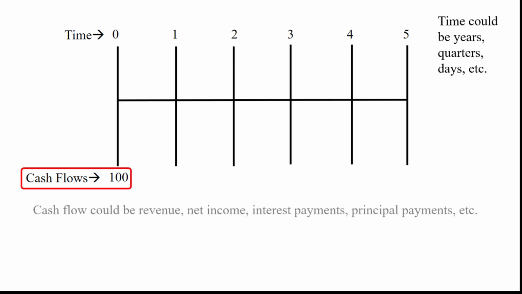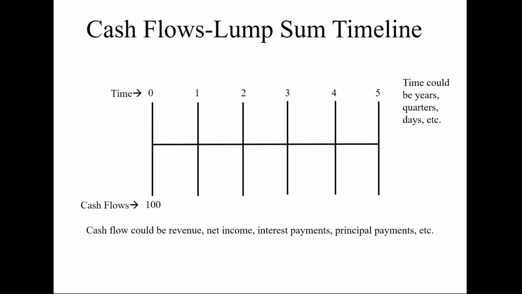In this case, we would say that we have a cash flow of $100 today. And that cash flow could be revenue or sales, our top line number, or it could be net income, our bottom line number on the income statement. It could be an interest payment, which is the cost of borrowing money, or it could be a principal payment, which is the money that we owe whenever we borrow it.